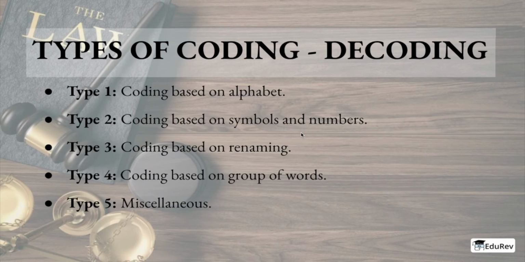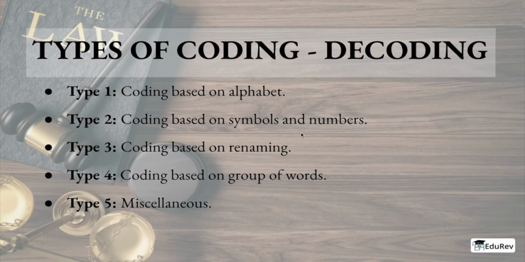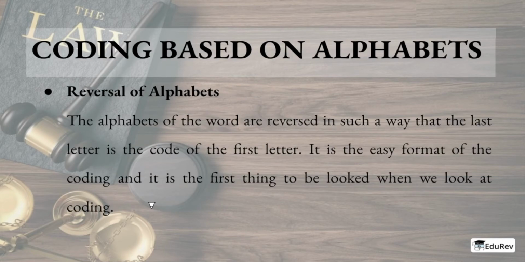Though all the methods of coding cannot be identified, there are still some major formats of coding: coding based on alphabets, coding based on symbols and numbers, coding based on renaming, coding based on groups of words, and miscellaneous. In today's class we are only going to discuss the first type, and in the next lecture we'll finish the rest. So let's begin. The first type is coding based on alphabets.